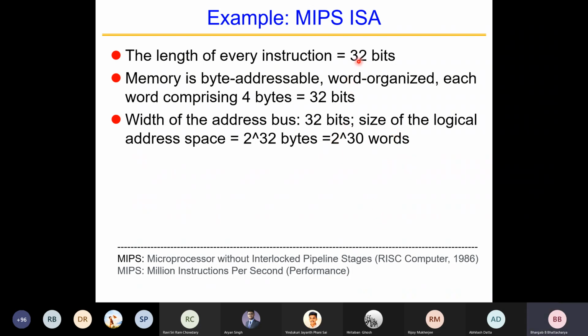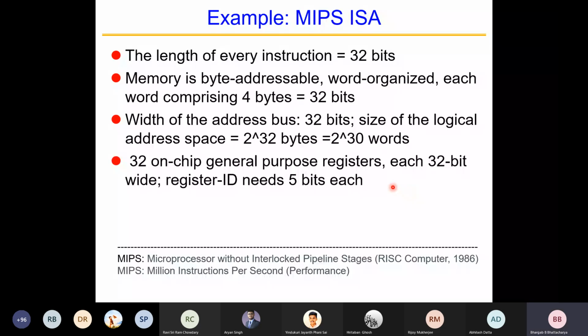So the length of every instruction is 32 bits. The length of every word is 32 bits. The width of the address bus is also 32 bits. There are 32 on-chip general purpose registers, and therefore, in order to designate or identify these registers, you need a 5-bit ID, right? Because 2 to the power 5 is 32. So you need a 5-bit string to designate one particular register. Clear?